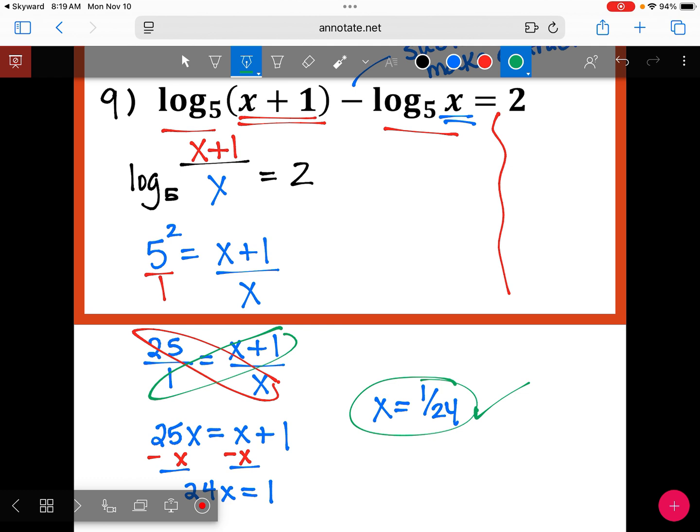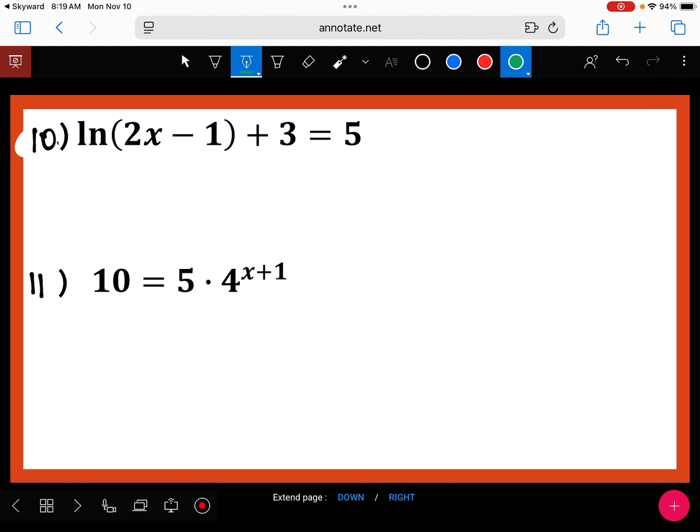Any questions? All right, let's look at number 10. I should probably rewrite this. I am going to rewrite this so I got it on the other side.